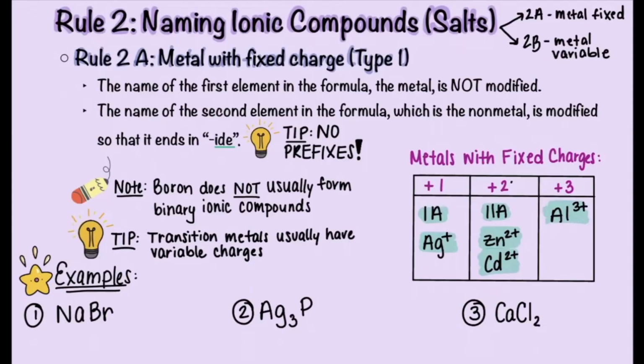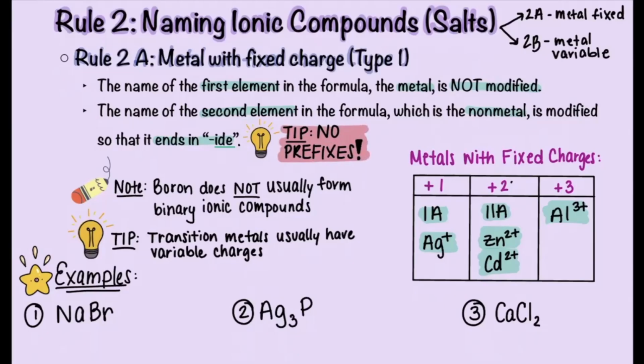And so if you encounter an ionic compound where the metal has a fixed charge, it's actually quite simple to name. The name of the first element in the formula, the metal, is not modified, so you don't change it. So it's similar to the first rule. And for the name of the second element, the nonmetal, you change it so that it ends in "ide." So also similar to Rule 1. So you're probably wondering, what's the difference then? Simple. You do not use prefixes. So your mono, your di, your tetra, all of those prefixes, you're going to throw out the window for this next rule.